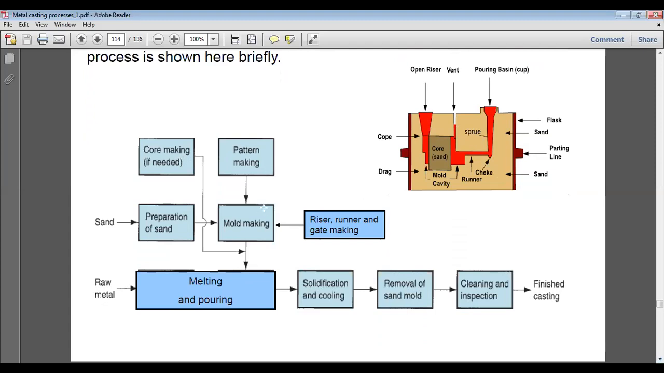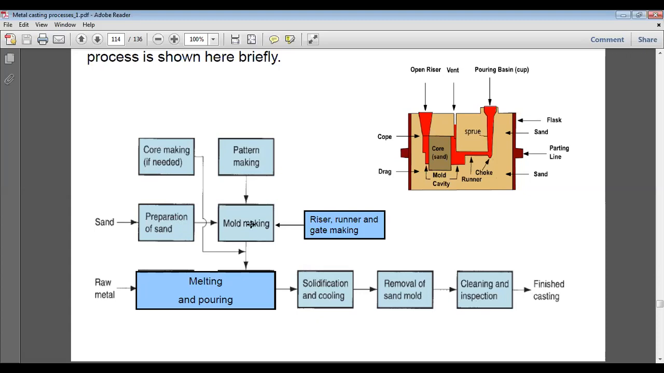This is pattern making, mold making, riser, runner and gate making, melting and pouring, solidification and cooling, removal of sand casting, cleaning and inspection, finish casting. These are the steps that are involved. Raw material comes from here to here. Then sand is utilized. First of all, sand is prepared for making the mold.